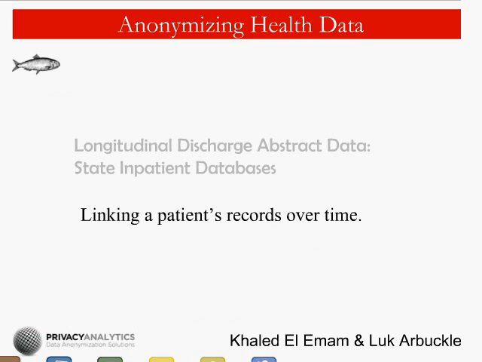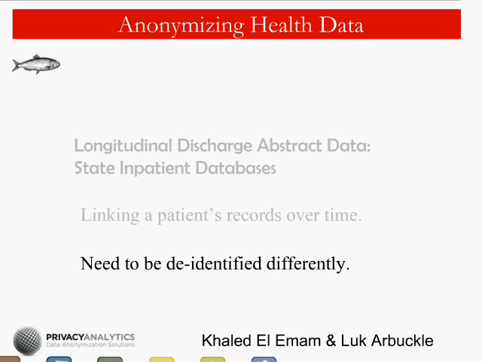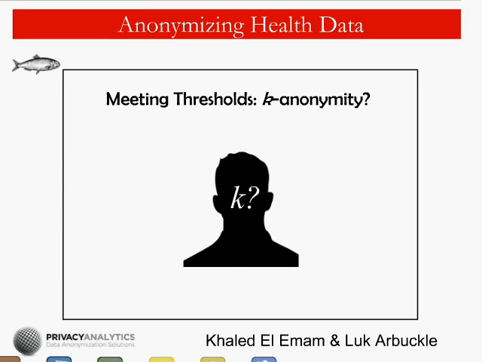But the idea in longitudinal data is that now you can track a person over time. You're looking at multiple records for the same person. And as I just said, you're going to have to do this differently. The cross-sectional methods we saw are a starting point, but they're not going to apply directly, and we'll see an example of that. So the question then is, since we've already talked about k-anonymity, can we apply that same k-anonymity?